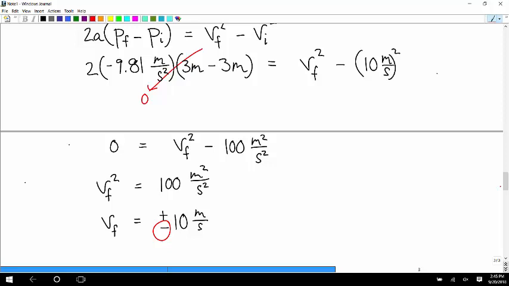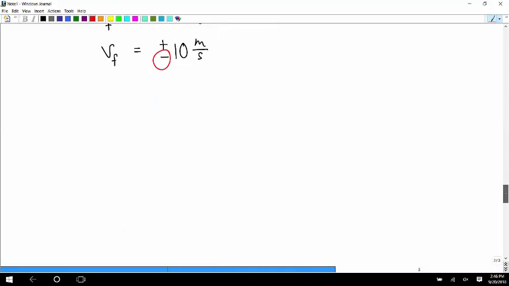Okay, so now part C, we want to figure out the velocity the instant before it hits the ground. Do you think it's going to be negative because it's still going down? And is it going to be faster or slower than 10 meters per second? A little faster, because it's still going to fall 3 more meters being accelerated downwards by gravity. So let's calculate that one.